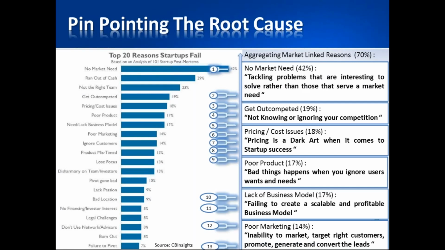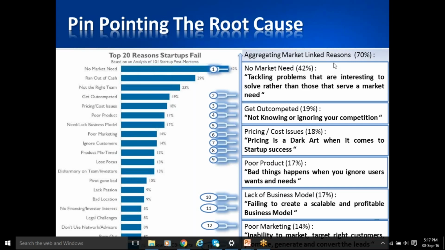I've done further pinpointing, with a couple of data points which show where the mistakes are or what the major reasons for failure are. I think 20 parameters, 20 reasons are tracked here. This is the data I've used from CB Insights. But the top 13 I have listed here. All of these top 13 point to a single theme: somehow they are linked with the marketing side.